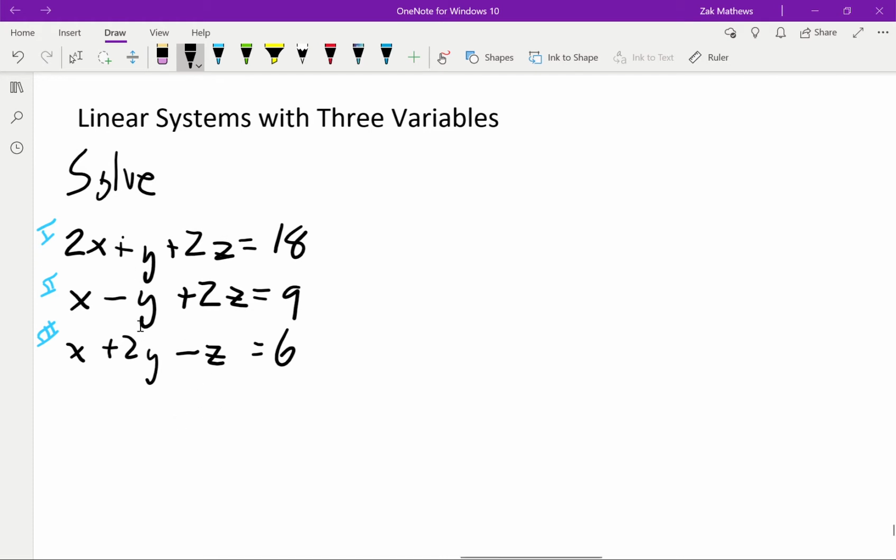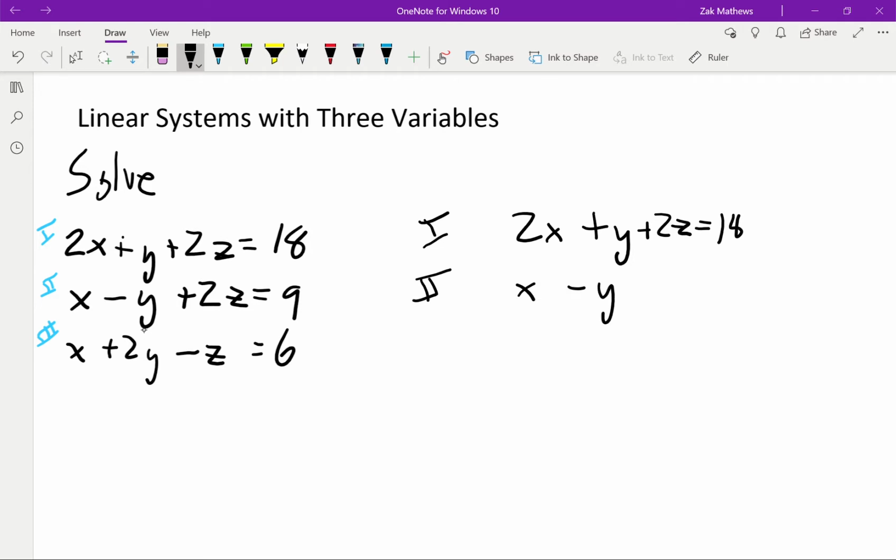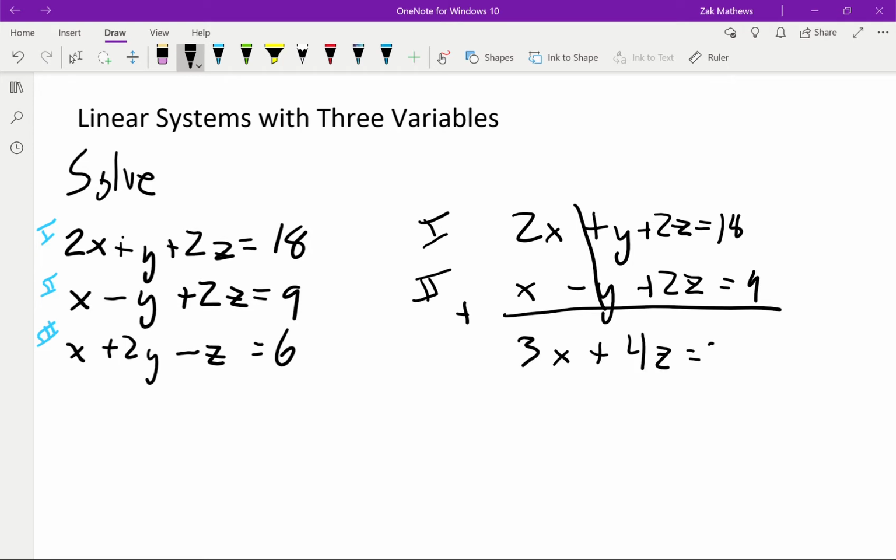So what I'm going to do to start with is take the first and second equations and just add those two together. We have 2x plus y plus 2z equals 18, and x minus y plus 2z equals 9. If I add these, the y's eliminate, leaving me 3x plus 4z equals 27.